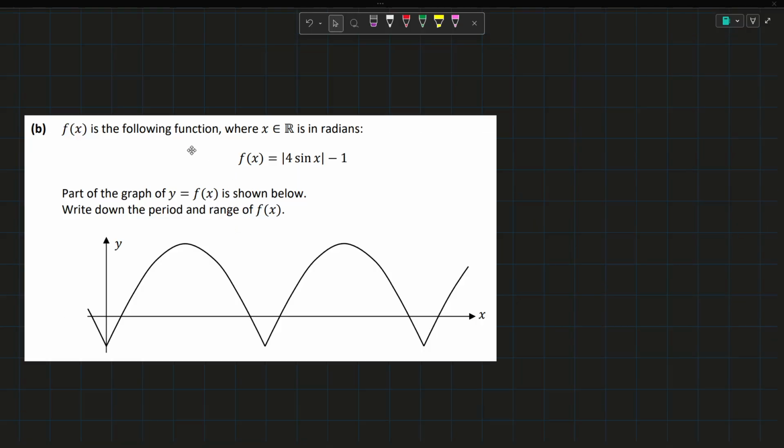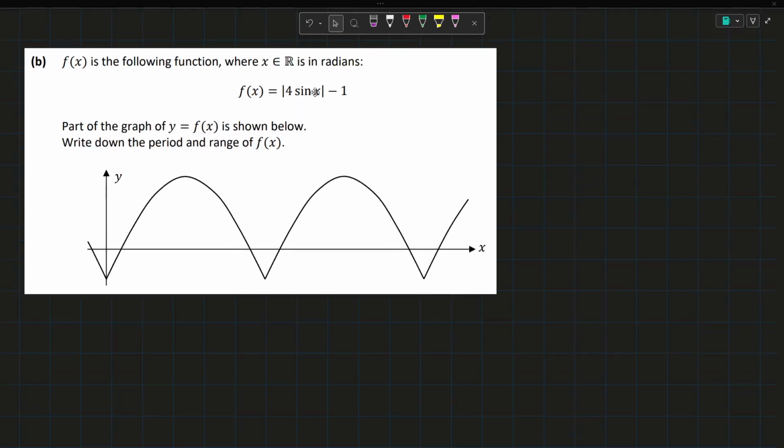For part 2, we're given a function and we're asked to write the period and the range. So this is the absolute value of 4 sine x. Normally, sine goes up and then down, and then it continues down further, and then it comes back up, and it repeats every 2 pi. So normally, the period is 2 pi.